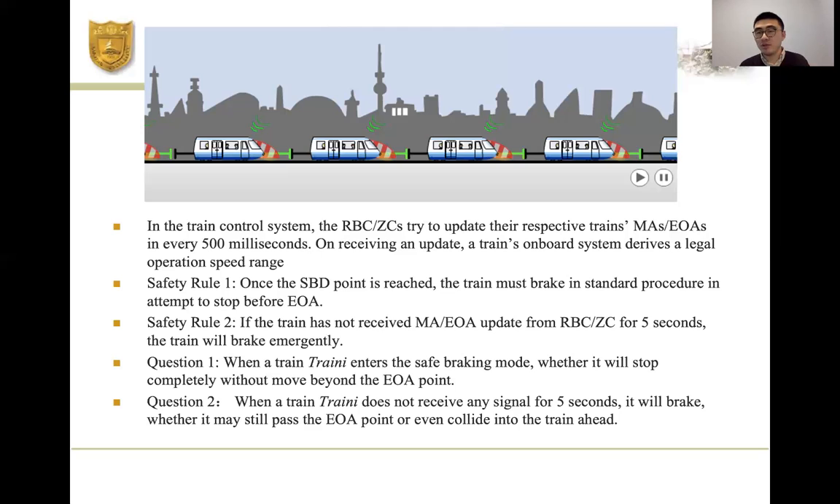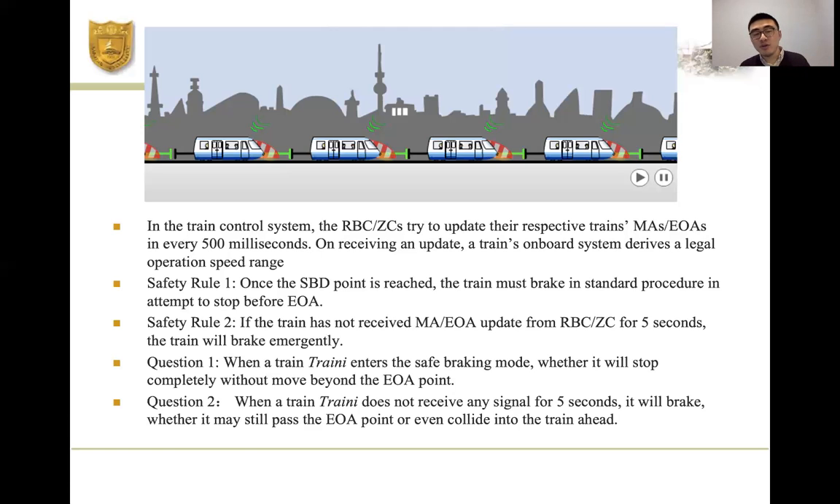So we have two questions. The engineers are asking question one: when a train enters the safe braking mode, whether it will stop completely without moving beyond the EOA point. So the question is about whether the train control function they design is correct or not. Given different inputs, whether they can make sure that the train can stop before moving beyond the MA point.